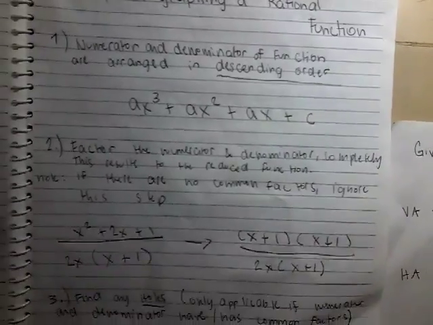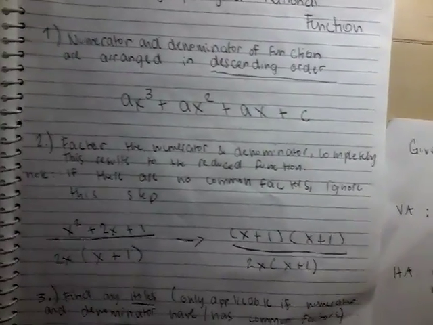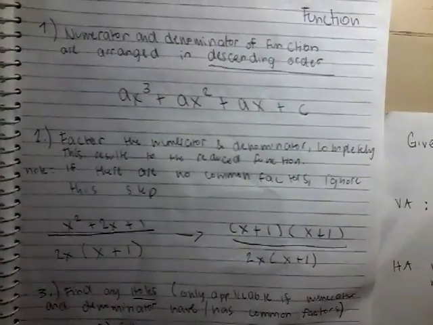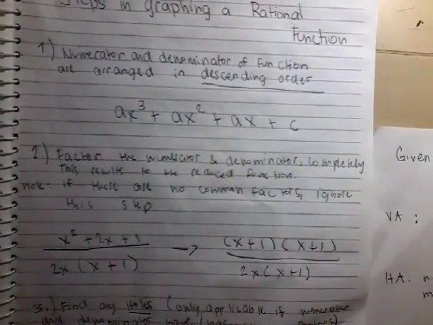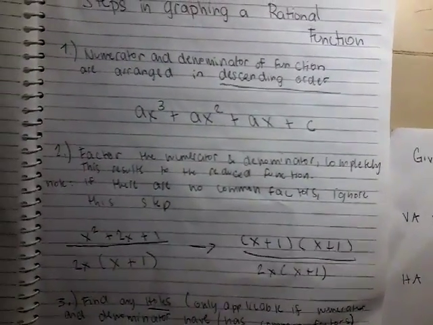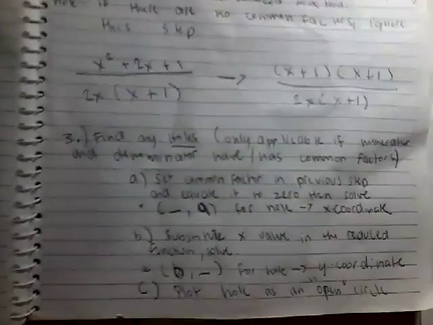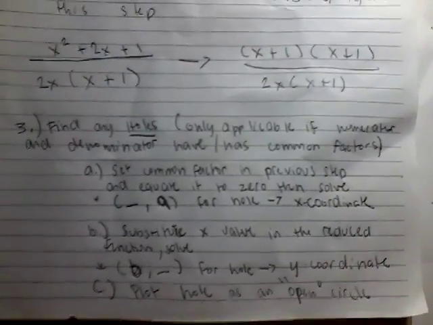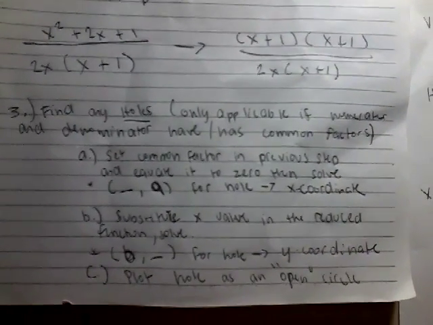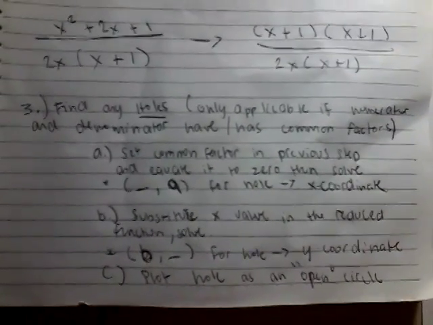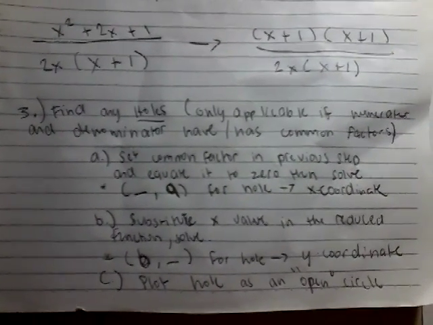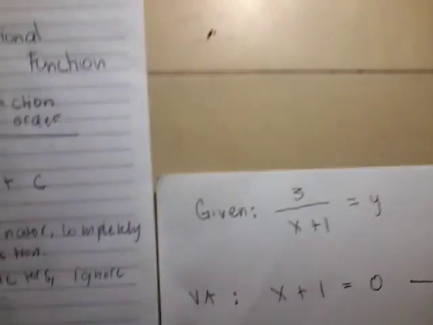This results in the reduced function. Take note, if there are no common factors, ignore this step. For our given, there are no common factors, so we skip this step. Next step is to find any holes. This step is only applicable if the numerator and the denominator have common factors, but in this example we don't have.